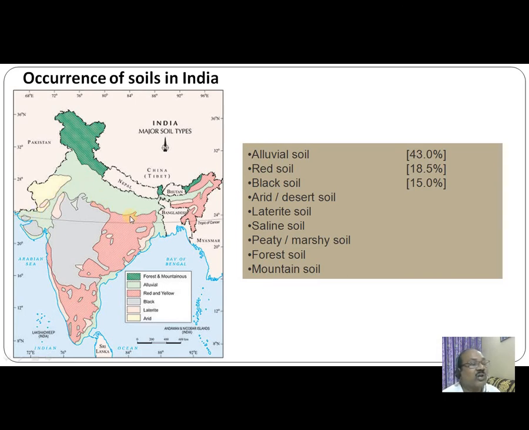This is the alluvial soil, and red soil is 18.5%. Of course, here a combination is also shown, and this is the black soil part, which is occupied by 15%, and the remaining area is occupied by laterite, saline, peaty, marshy soil, forest soil, and mountain soil.